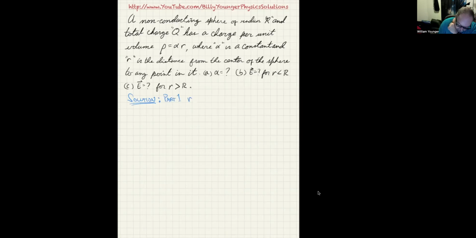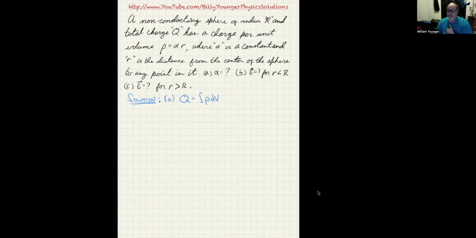Or actually, I shouldn't say part one yet. I should figure out what alpha is first. So we'll do A. So I'll just call that A. What we know is Q, the charge they gave us, is equal to the integral of rho dV.